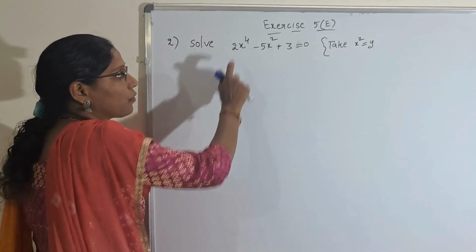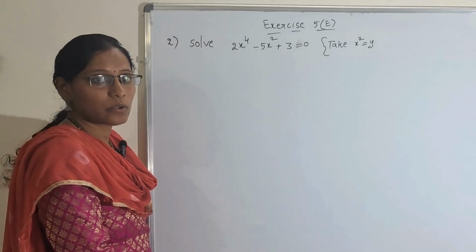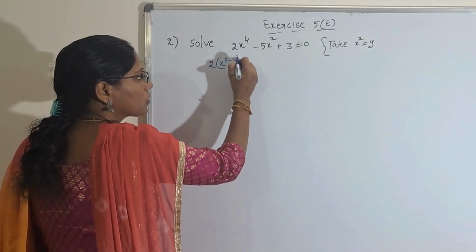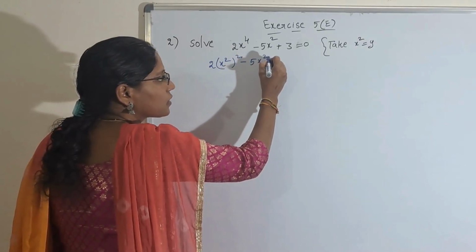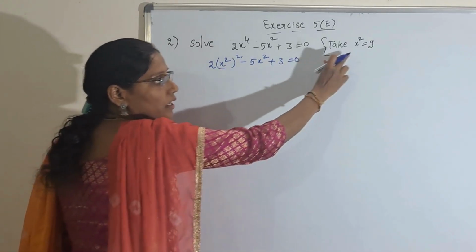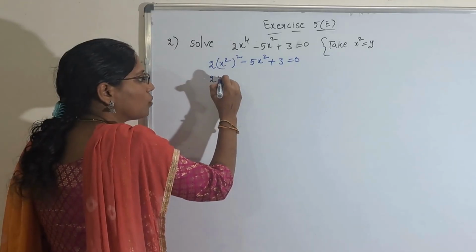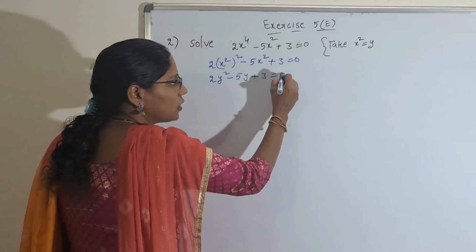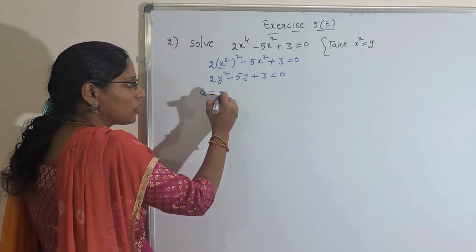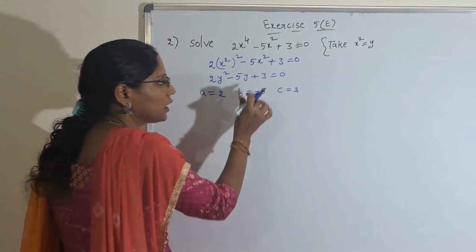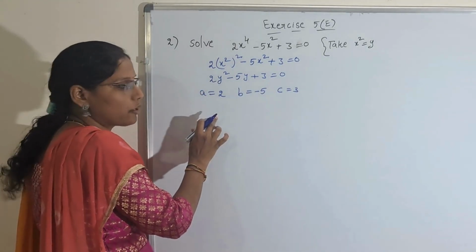So x power 4 we have to write as (x square) whole square. Here (2x square) whole square minus 5x square plus 3 equal to 0. So x square, let x square equal y. 2y square minus 5y plus 3 equal to 0. A value is equal to 2, B value is equal to minus 5, C is equal to 3. Because this is a quadratic equation.